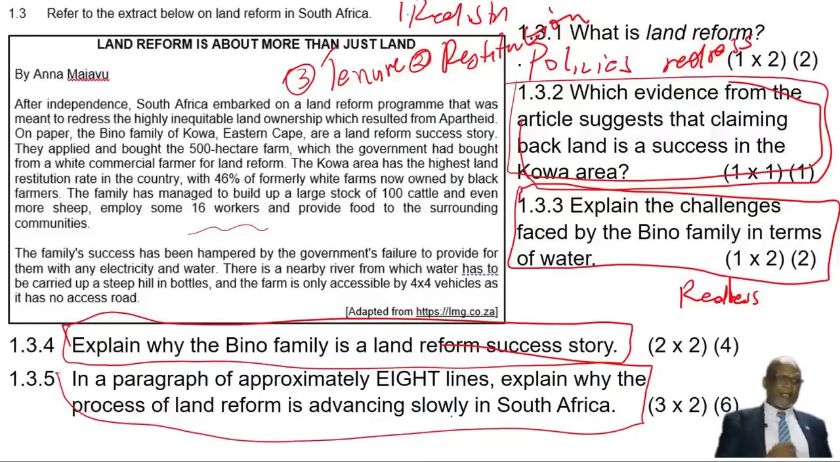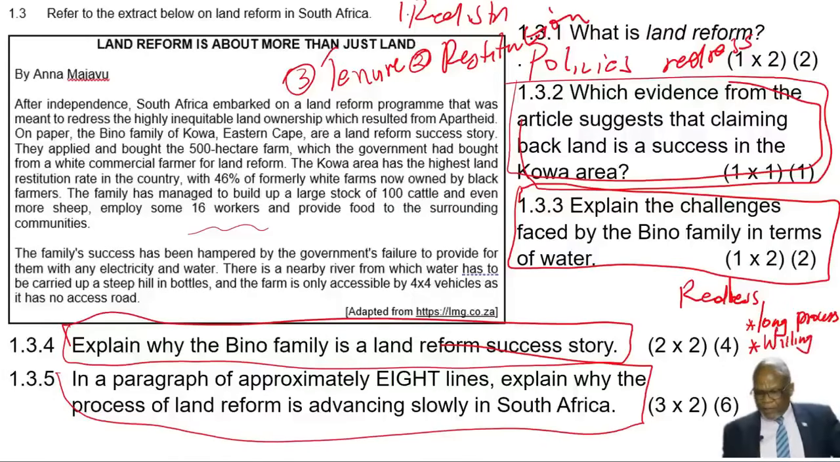But here, the reason why the process of land reform is advancing slowly in South Africa. The first reason is the lengthy process; the processes are long. And number two, why is it advancing so slowly? Because there is a willing buyer, which is the government, but there is an unwilling seller.